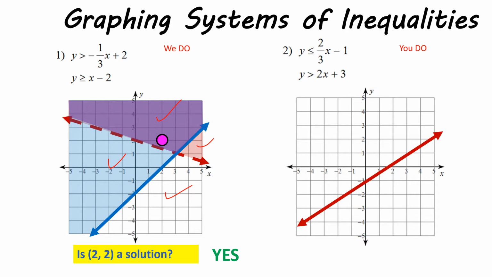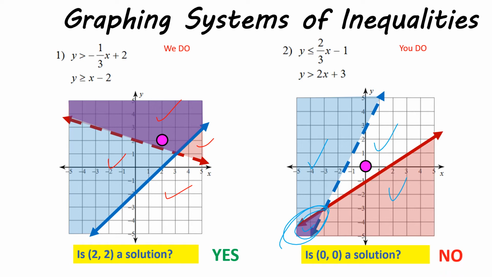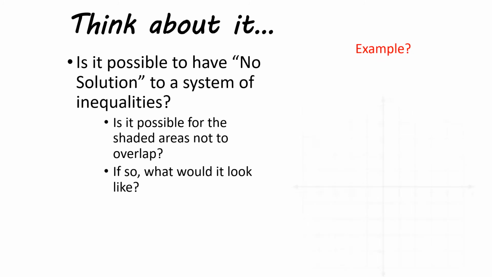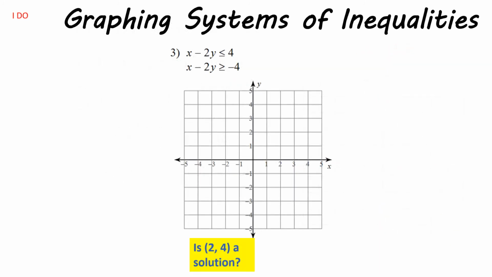Y is less than or equal to 2/3 x minus 1. So I'm going to shade under it. And dashed because it's not equal to, and I'm going to shade above it. And again, there's 4 places where your answer could be. 1, 2, 3, 4. This is the spot where they overlap. So you darken that in, erase the other stuff. Don't take forever coloring. This is not a coloring activity. So I'm going to make this kind of fast here.